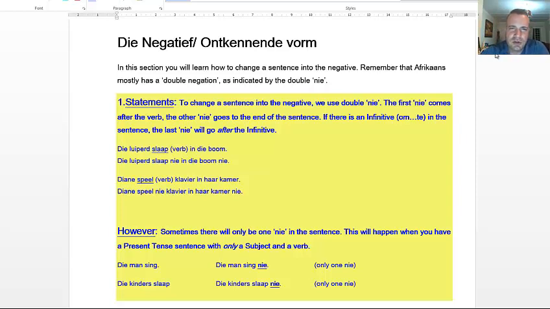Okay, so it's also known as the ontkennende form, and it's that thing where you use a double nie. That makes Afrikaans quite unique in that it has two nie's in the sentence that change the sentence into the negative. Like, I am going to the rugby, I'm not going to the rugby. In English you have "not". In Afrikaans you have "ek gaan nie na die rugby toe nie". You have the double negative, whereas in English you only have a single negative. I have no idea why that is the case.